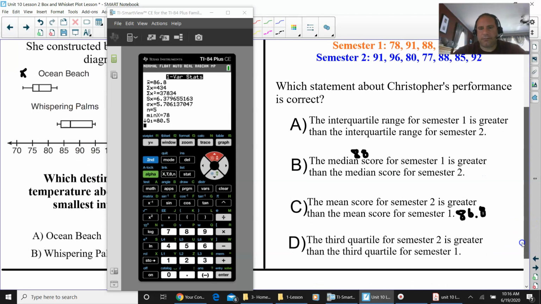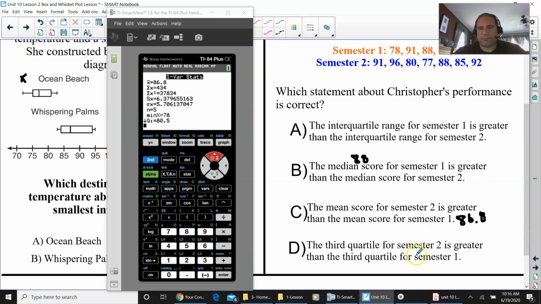And the third quartile for semester 2 is greater than the third quartile for semester 1. I'm just going to put these so I don't have to go back and forth. This third quartile is 92.5. Interquartile range for semester 1 is this 92.5 minus 80.5, which is 12.